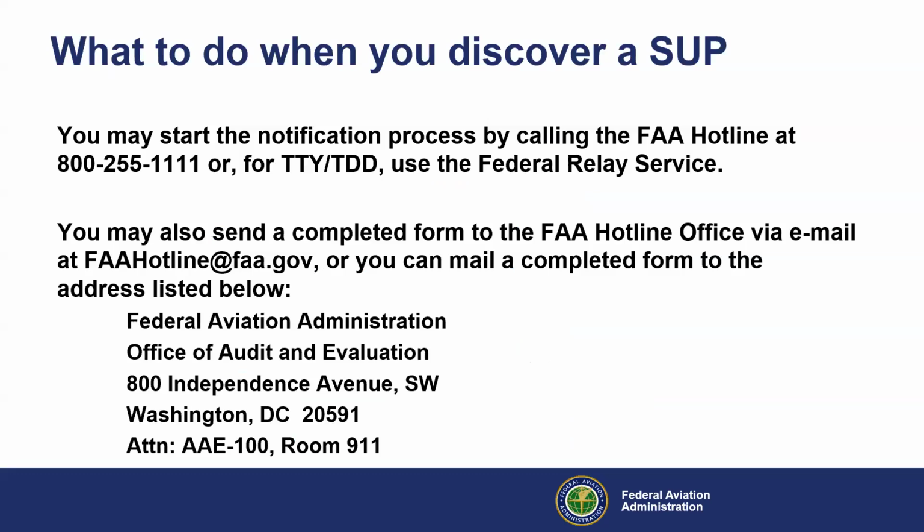Another way you can do it is call the FAA hotline. There's the 800 number. Or email FAA hotline at FAA.gov. Or you could mail a completed form off the website to that address. So there's a few different ways to report a suspected unapproved part.